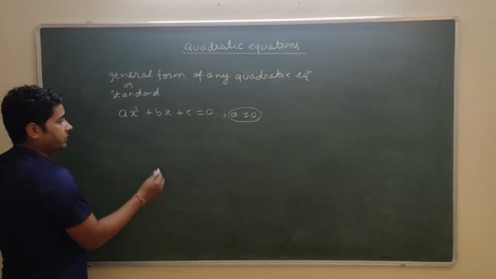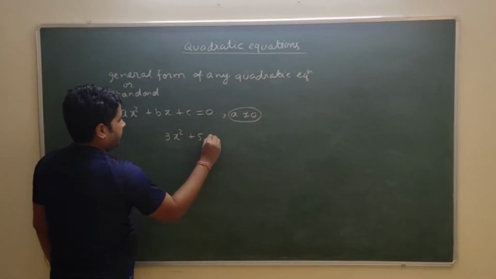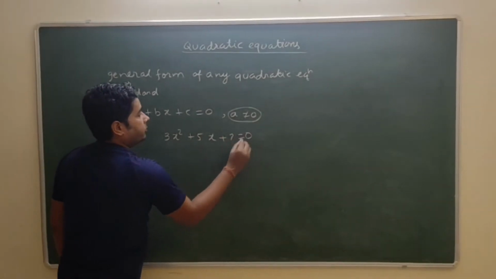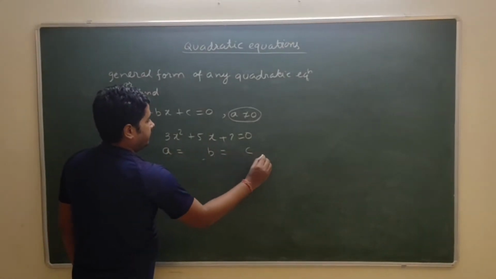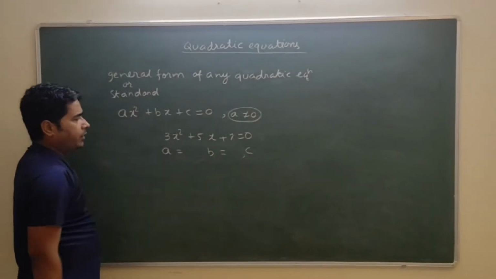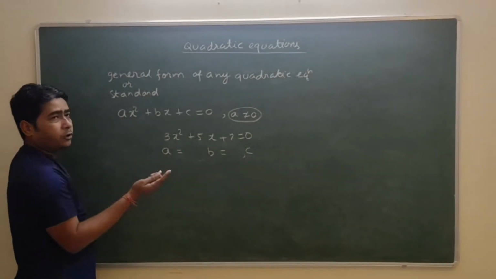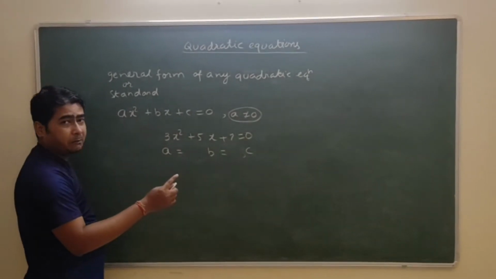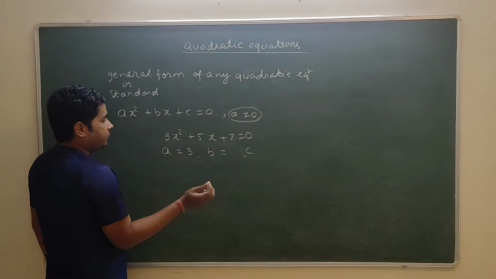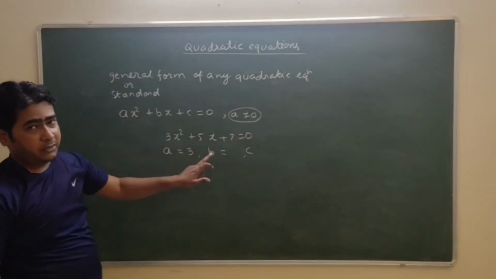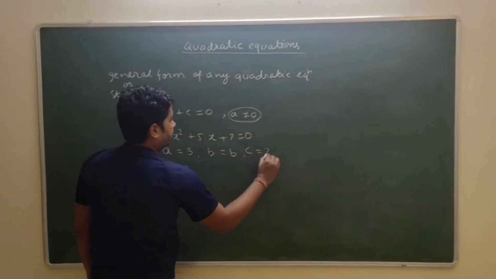For an example, you may get a question like this. Suppose I am giving a quadratic equation. It is 3x square plus 5x plus 7 is equal to 0. And somebody may say that you give the value of a, b and c. To calculate the value of a, b and c, you will just equate this with the standard form. So a is the coefficient of x square, means the number which is multiplying x square. So here the coefficient of x square is 3, therefore a is equal to 3. b will be the coefficient of x, means the number which is multiplying x. So b will be 5 and c is the constant term which is 7.